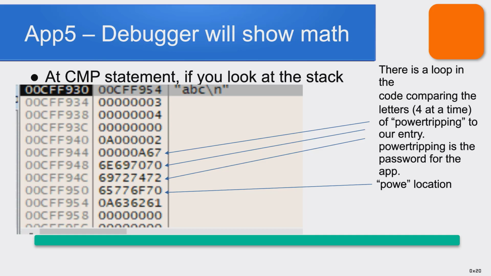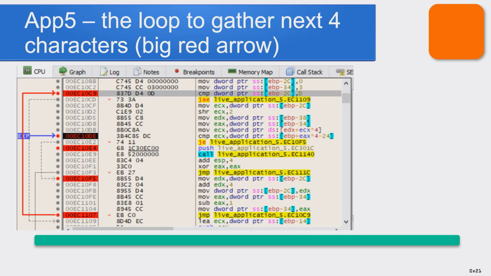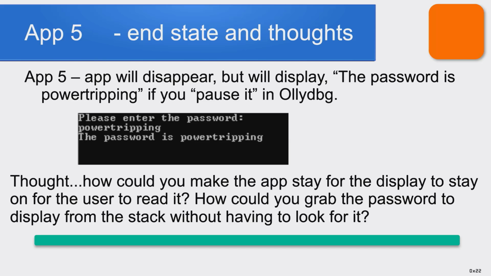And then as long as it's power tripping, good job, or whatever the congratulations is. Power tripping is the password for the app. But again, this is the stack. It's a temporary storage location, and all it's doing is looking at the stack four letters at a time in each location. And it's only looking at four at a time. So since the ABCD and the POWE don't even compare because they're not equal, it will immediately say invalid password. It won't even continue on to the rest of them.